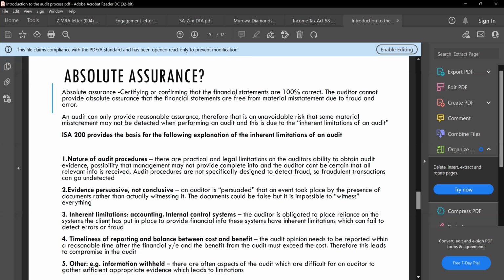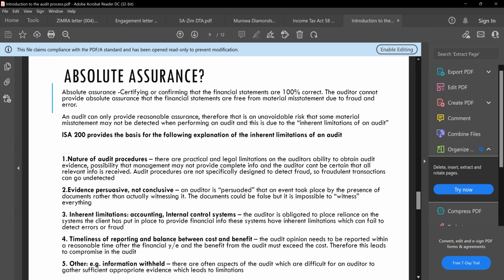Inherent limitations, accounting and internal control systems, right? The auditor is obligated to place reliance on the systems that the client has put in place to provide financial information. So if these systems fail to detect errors and fraud, if these systems are not effective, then there's no way that the financial statements produced from these poor accounting systems and internal control systems can be 100% accurate, right? So therefore, the auditor can't give absolute assurance.